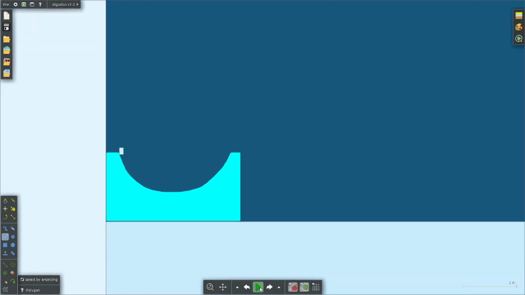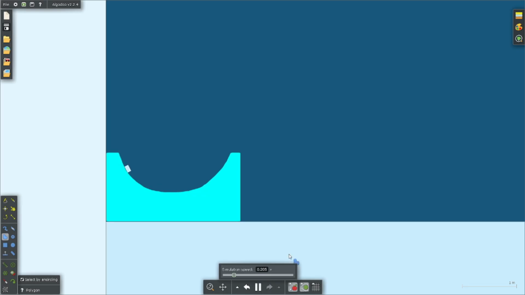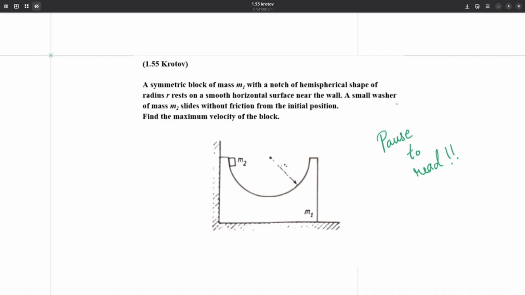The washer slides down and climbs up the right hand side of the block. It will keep on climbing, accelerating the block until the velocities of the washer and the block become equal. As soon as they become equal, it will slide back down the block, accelerating the block further.